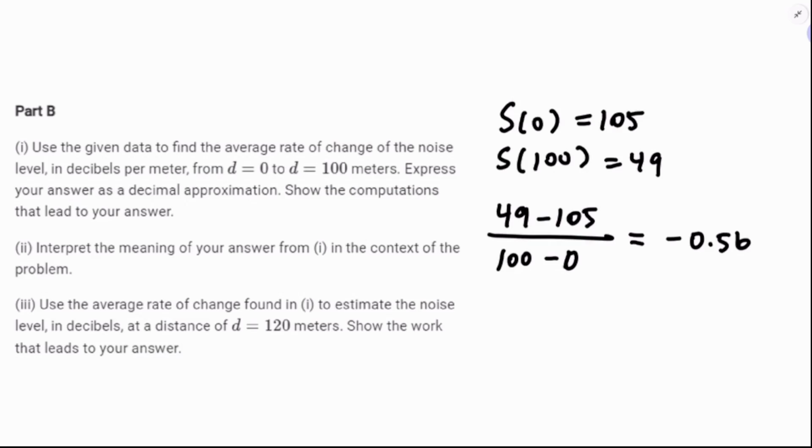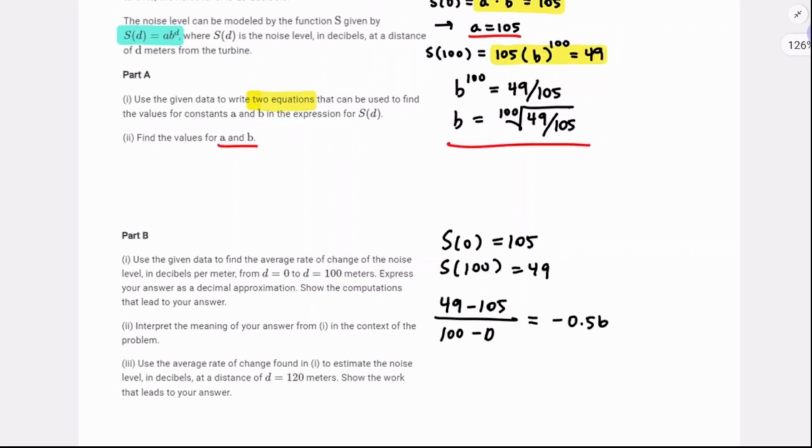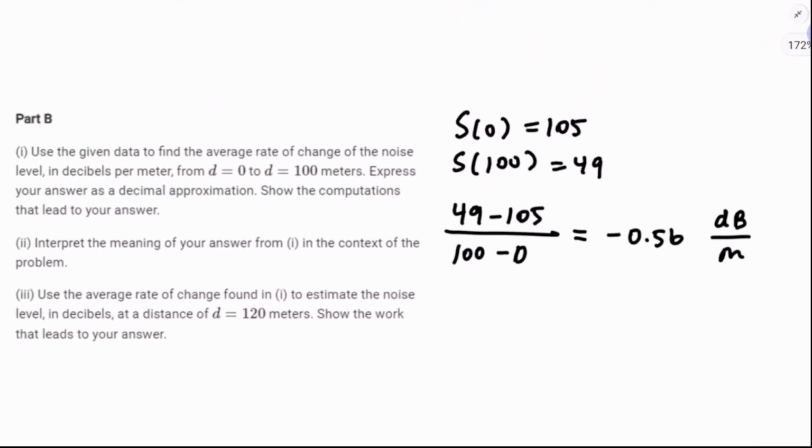Okay. Now, the units, which I'm going to use to help me estimate, I'm going to let the units guide me. Okay, so S is measured in decibels. That's the abbreviation. Per meter. Okay, so each time the distance increases 1 meter, we are expecting the number of decibels to decrease on average 0.56 of a decibel.